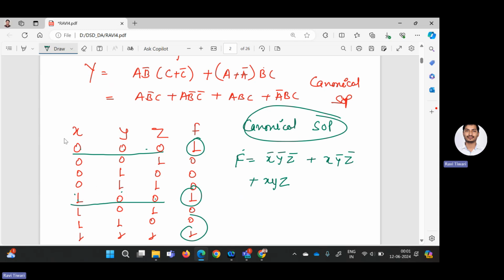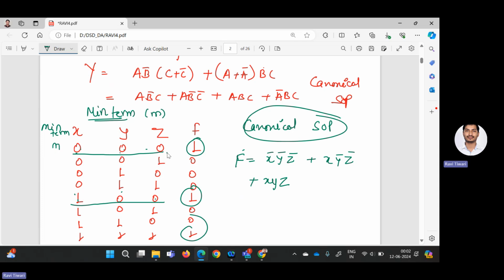Now we have to write it in terms of minterms, right? So let's see what the meaning of minterm is. Minterm is written for SOP only, and this is actually the decimal representation of a binary combination. Minterms means the decimal representation of a binary combination. So here I am writing the minterm. Minterm is represented by a small m.